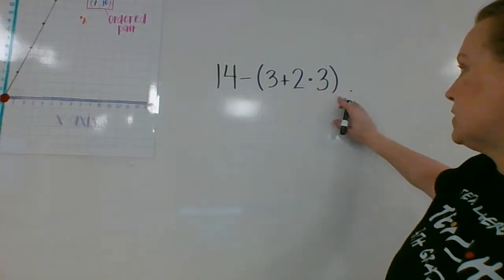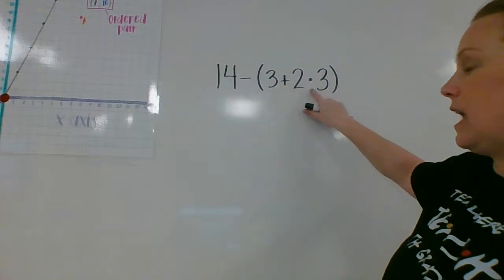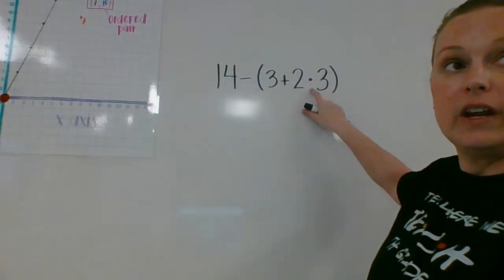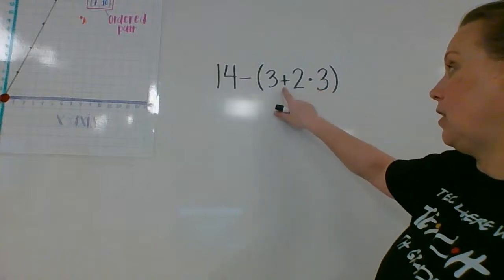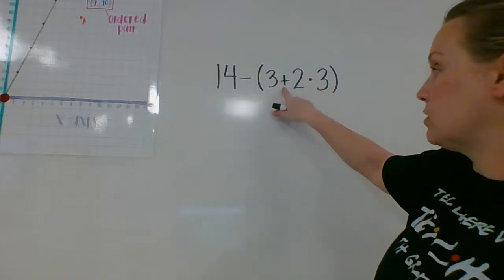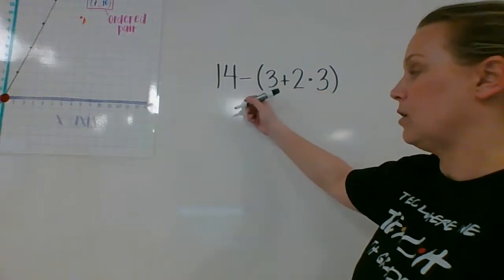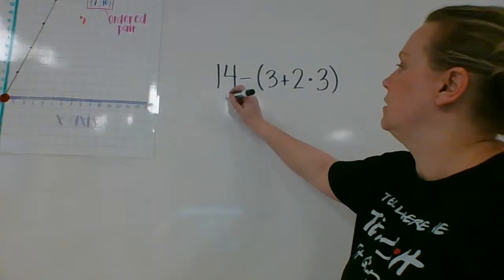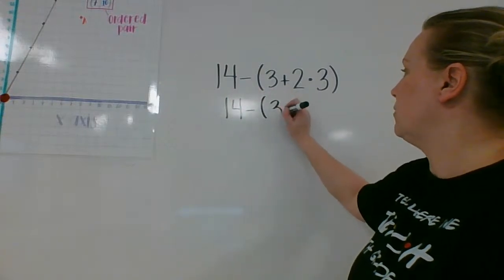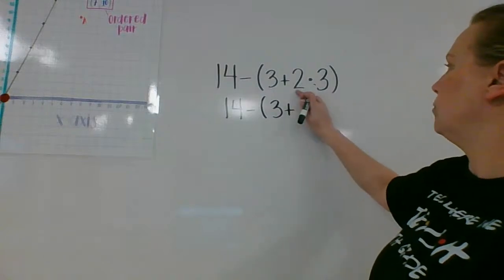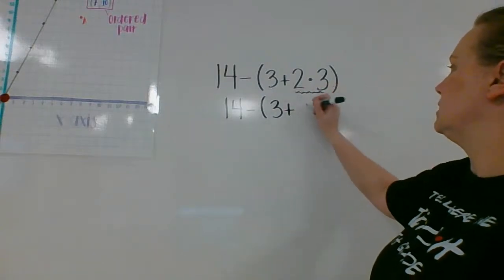So we do our groupings first. However, we have addition and multiplication within our grouping. So we're going to do our multiplication first because that always comes before any addition or subtraction. So we're going to work on making some pizza. 14 minus 3 plus, what is 2 times 3? 6.